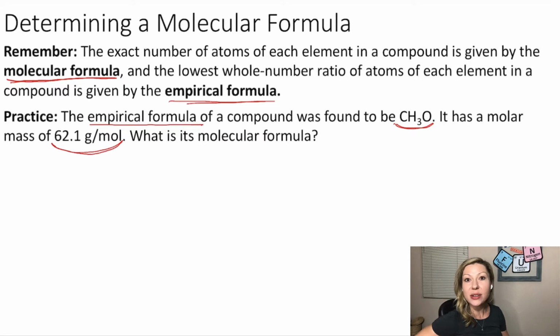Let's first find the molar mass of the empirical formula. And because the empirical formula is the lowest whole number ratio of atoms, we can just use that and see by how many we need to multiply that to get to the molecular formula. Let me show you how.